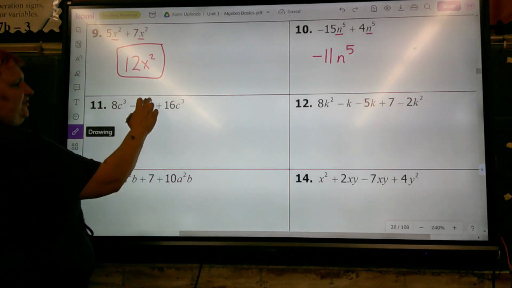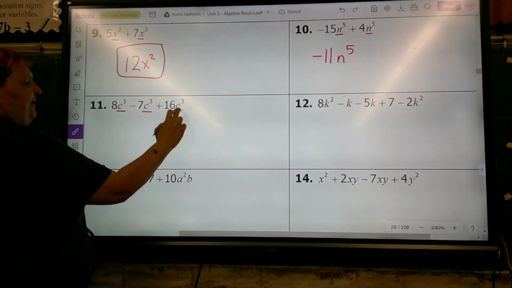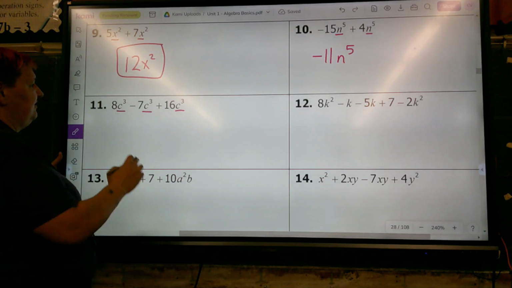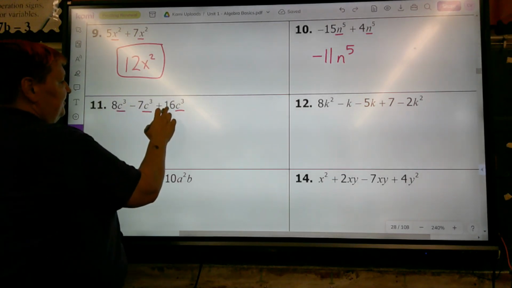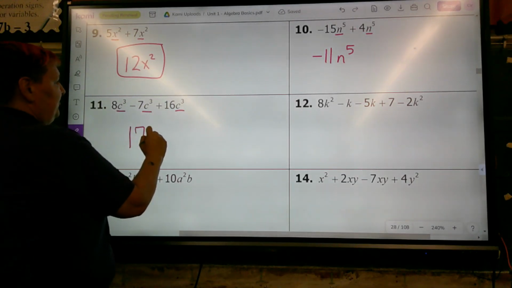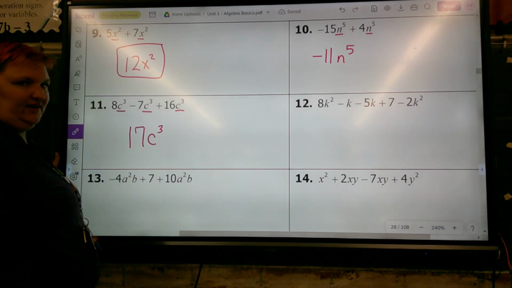C cubed, C cubed, C cubed. They're all the same. So looking at the coefficients, 8 minus 7 is 1, plus 16 is 17. And we just bring down the common variable.